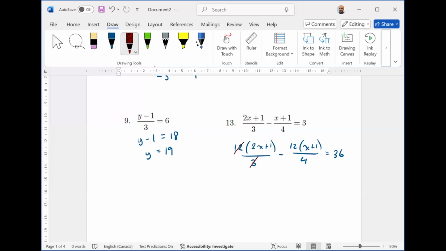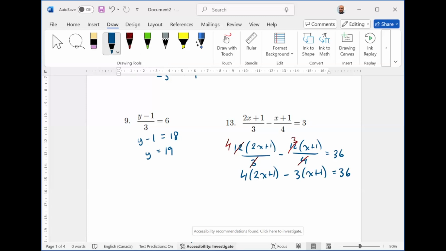When we start canceling, I don't like using canceling. We simplify out. So we're going to be left with a 4 here. And if we slash these, we're going to be left with a 3 here. So our next line is going to be 4 multiplied by 2x plus 1 minus 3 multiplied by x plus 1 equals 36. And at this point, we're kind of back to how we did the first question, right?